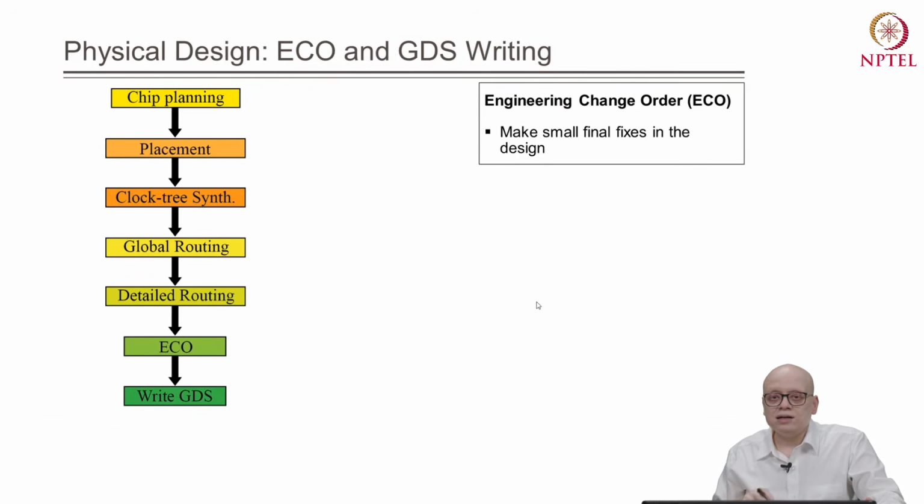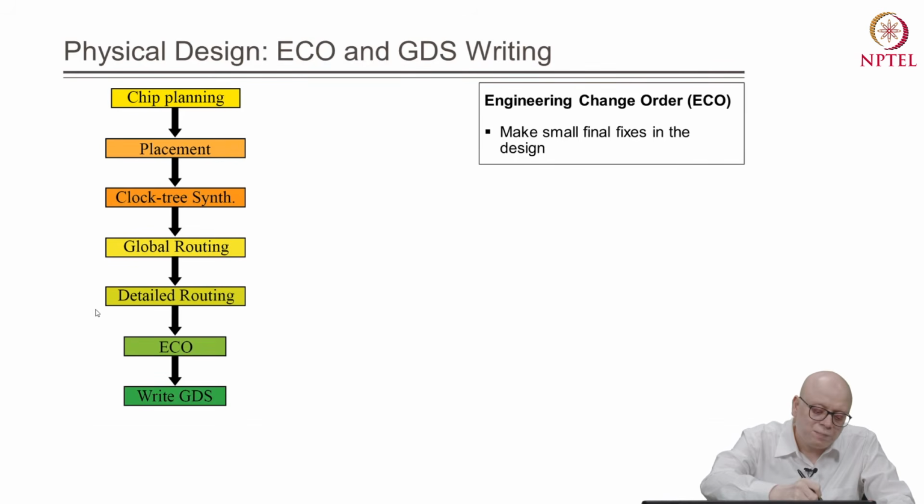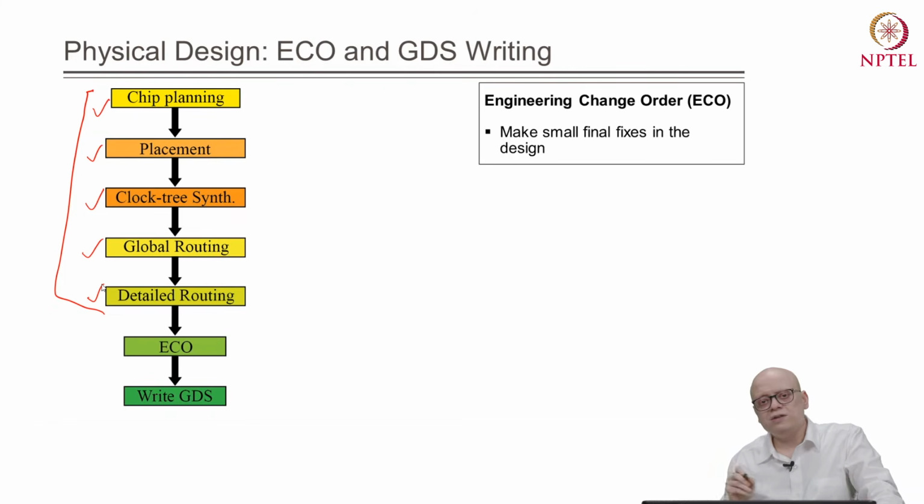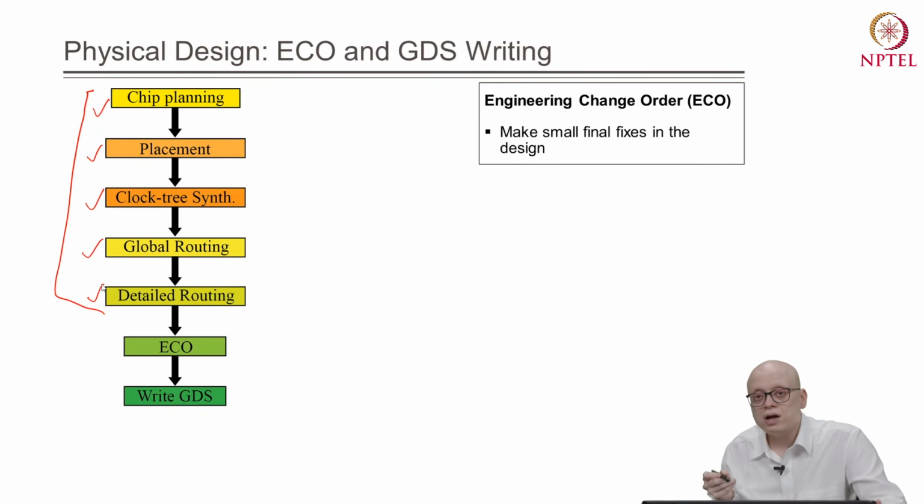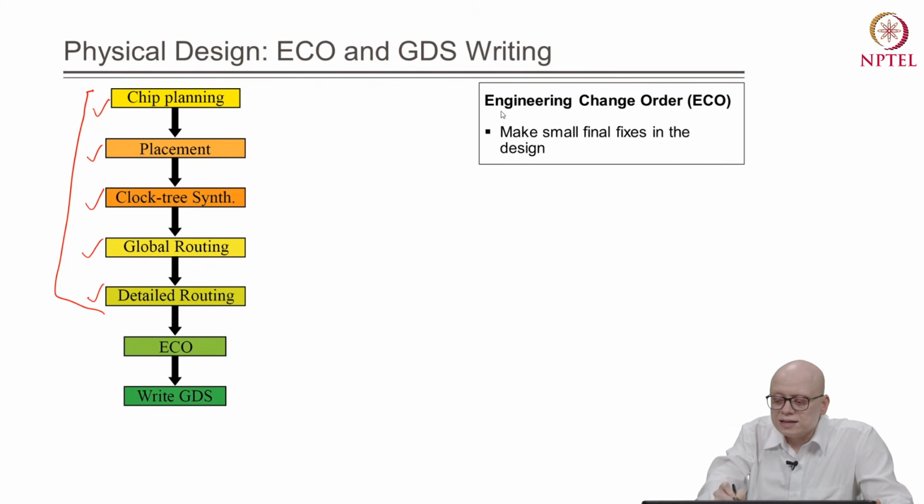Once the routing is done, basically our implementation is done, once we have done chip planning, placement, clock tree synthesis, global routing and detailed routing. Once we have done the detailed routing, basically our implementation of the design is done. Then if there are some problems, or something needs to be changed that we find in the verification step, that this thing is not working as required or some new requirement emerges, then we can make changes in our design, and those are very controlled changes, introduced using a method known as engineering change order.